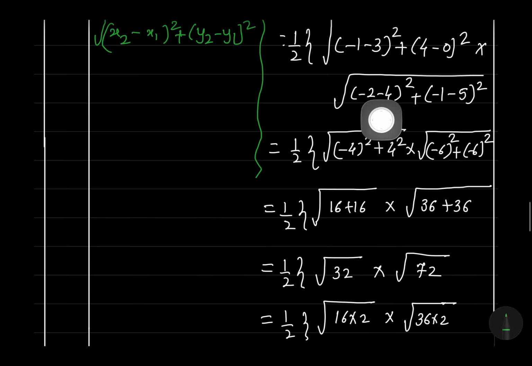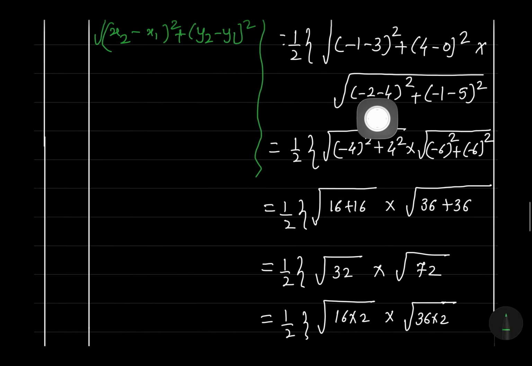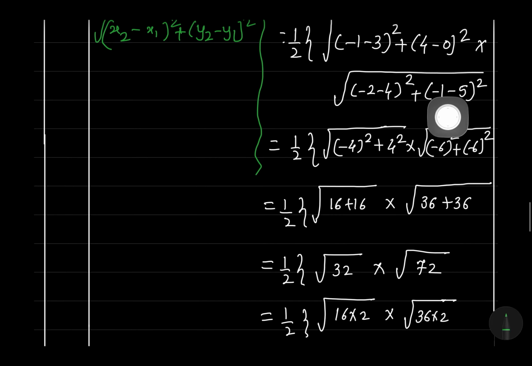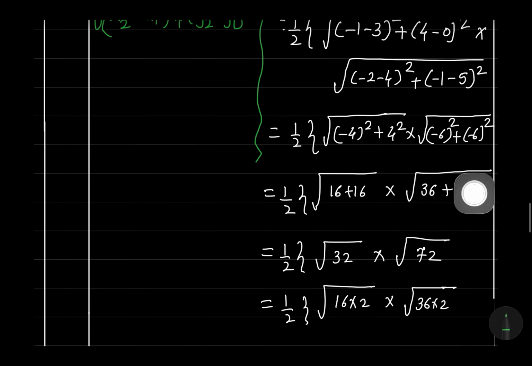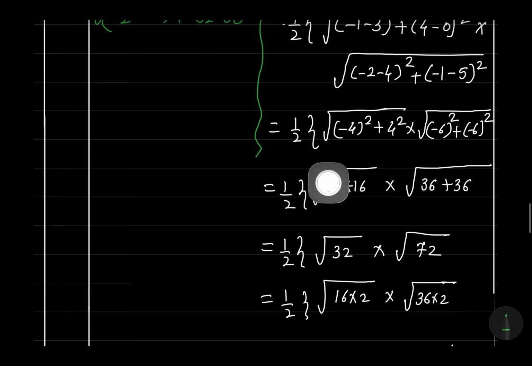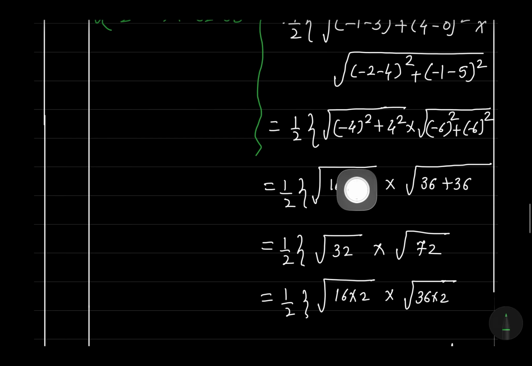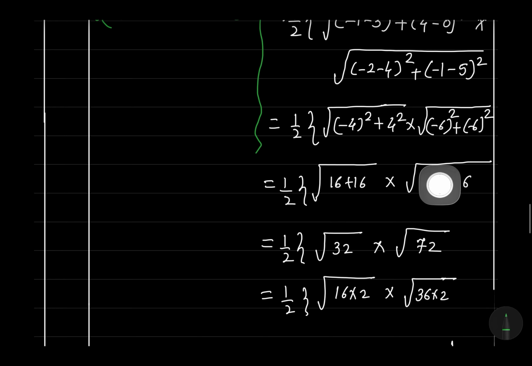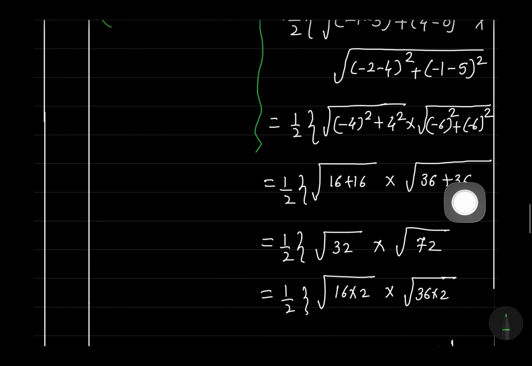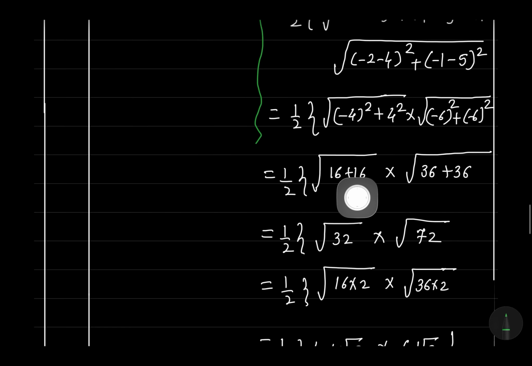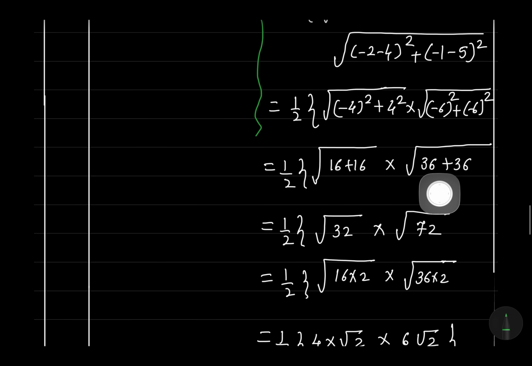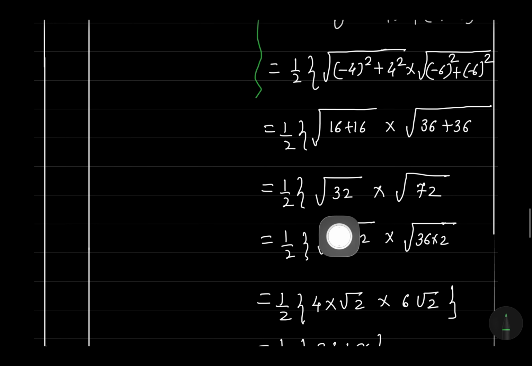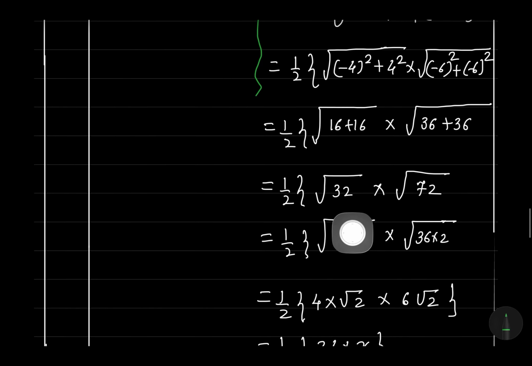Now here minus 2 and minus 4. Again minus sign is there, so addition, minus 6 bracket square. Here also minus is there, so addition, minus 1 minus 5 is minus 6 bracket square. Okay, so 1 upon 2 as it is in square root. Minus 4 square is 16, plus 4 square 16, into minus 6 square means plus 36, again plus 36. 1 upon 2 as it is, 16 plus 16 is 32, into 36 plus 36 is 72 in square root.